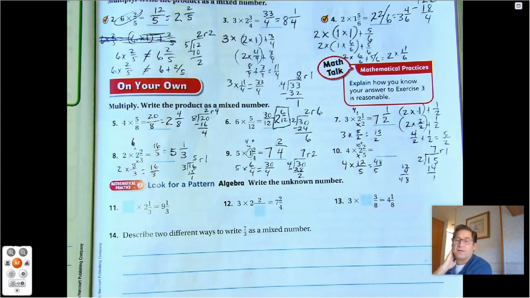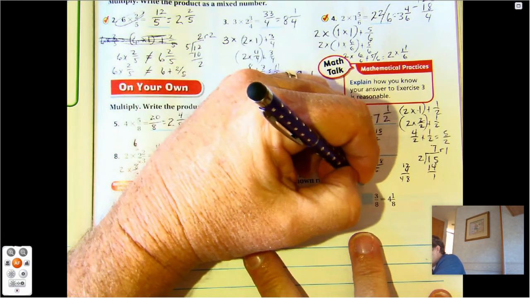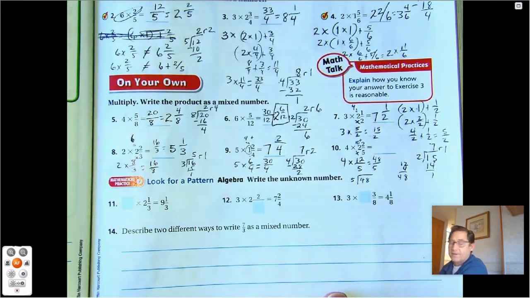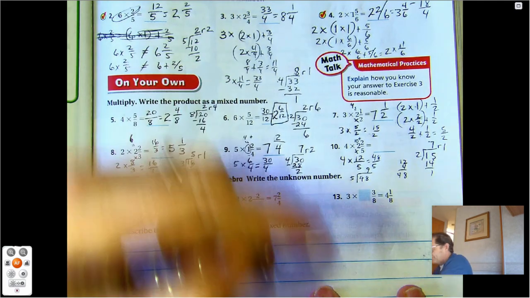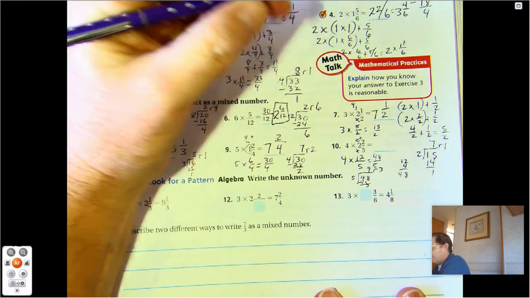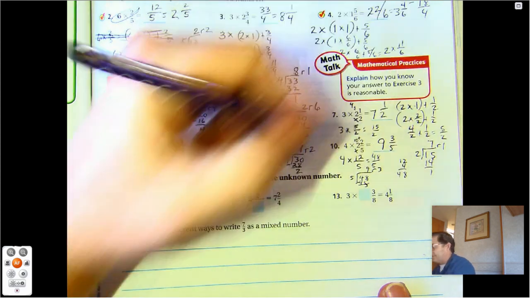48/5. We need to now change the 48/5 into a mixed number. 48 divided by 5. 9 times 5 is the closest I can get to 48, with a remainder of 3. So 9 remainder 3. It would be 9 and 3/5.